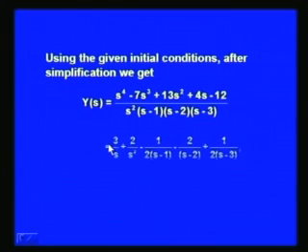So, we can break it into its partial fractions, and after breaking it into partial fractions we get that Y(s) becomes equal to 3 over s plus 2 over s^2 minus 1 over 2(s - 1) minus 2 over (s - 2) plus 1 over 2(s - 3).